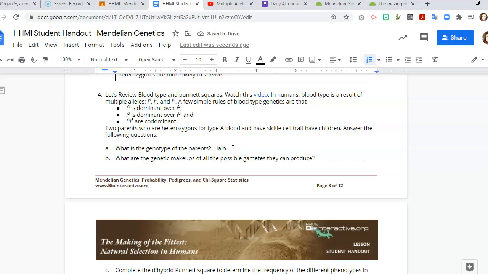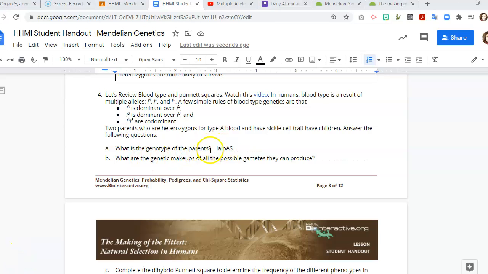But the other thing that they have is the sickle cell trait. And so that means that they also have AS. So this is their blood type, and this one is the sickle cell trait gene. So you have to treat it like a dihybrid. This is the first trait. This is the second trait. Then, what are the genetic makeups of all the possible gametes that they can produce?